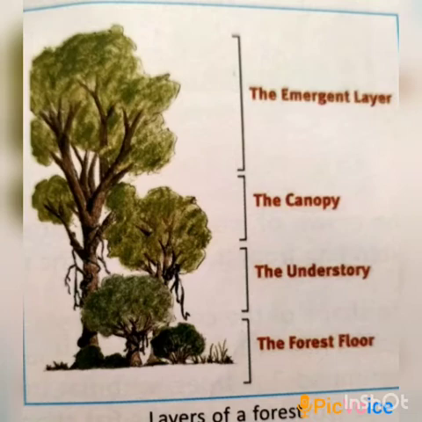And the last one is the emergent layer. The emergent layer exists in tropical rainforest only, as we discussed earlier. It is composed of a few scattered trees that tower over the canopy. Very tall trees, the uppermost part of the tall trees that come out of the canopy layer, are known as the emergent layer of the forest.